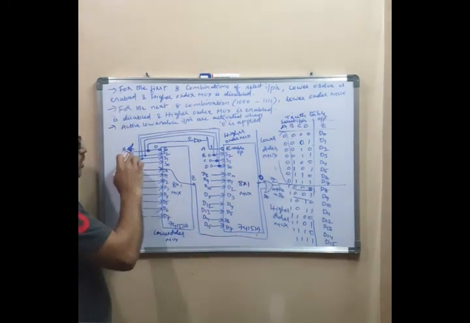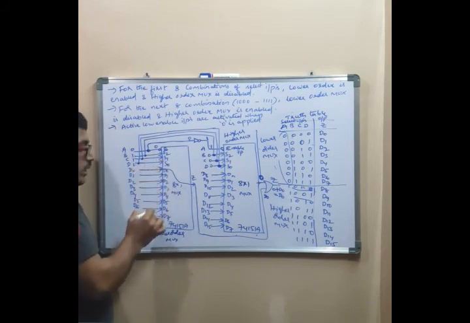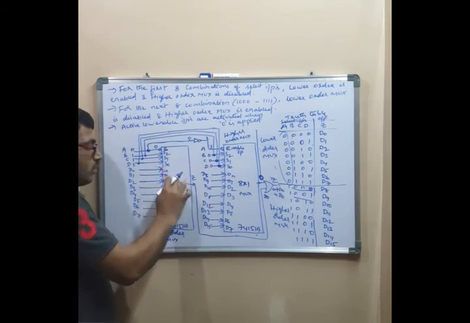And I will take one more. A is 0, B, C, D are 111. So if B, C, D are 111, D7 is routed to the output.